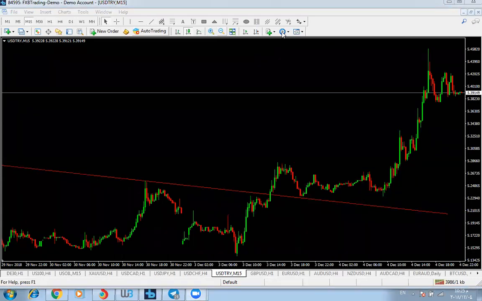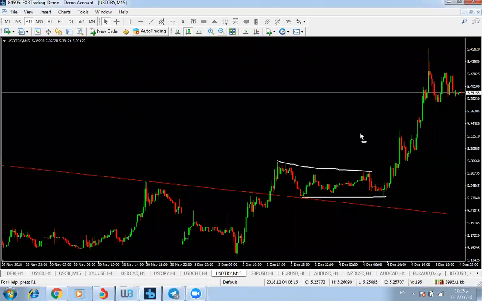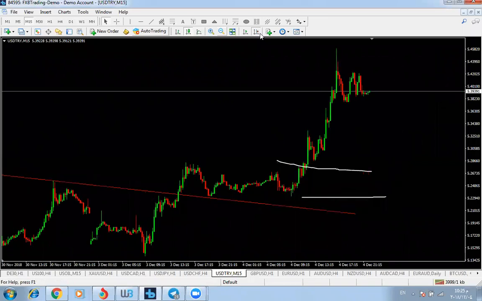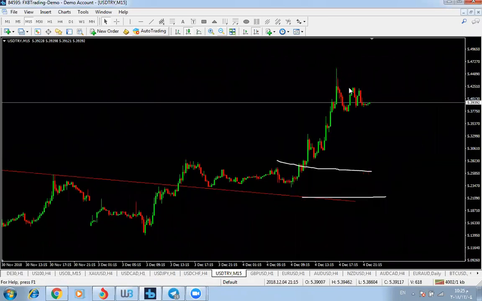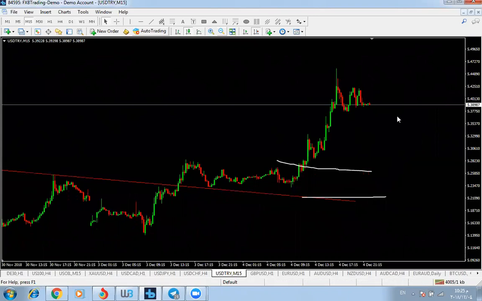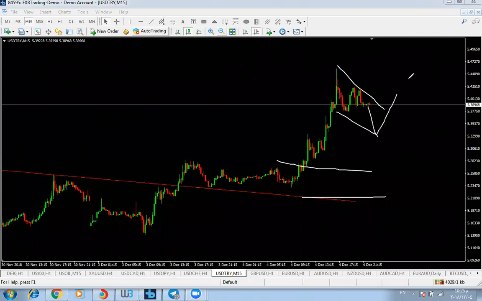I will show you in white. This is the first corrective structure, which is an expanded flat. After each corrective structure for the Turkish lira is an entry point for the buyers. Currently the price is trying to make another correction. Once the price is out of this correction, we can join the buyers for the Turkish lira.